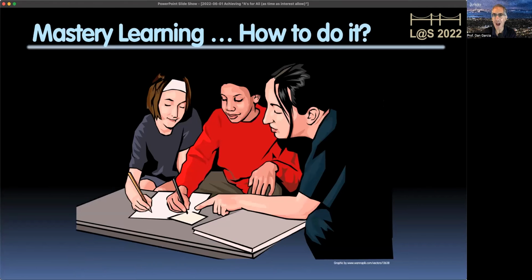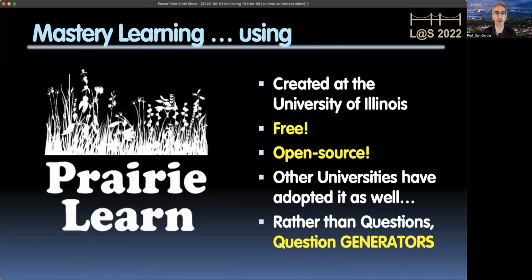So how do we do this at scale? Maybe with a very patient teacher and 2 students, it's great, but at scale, very difficult. Enter PrairieLearn, created at UIUC. It's free, it's open source. Other universities are using it, and the key idea is, rather than authoring questions, practitioners author question generators.